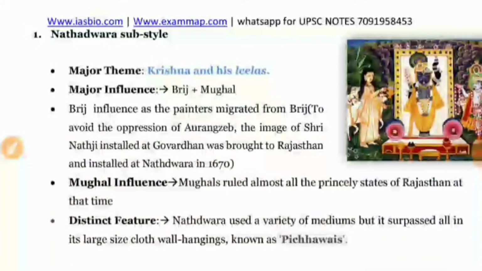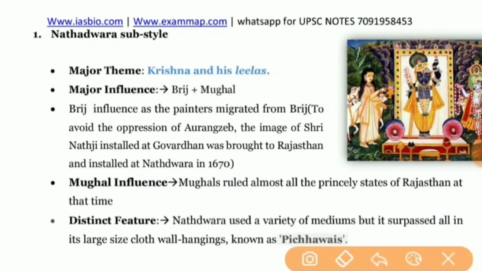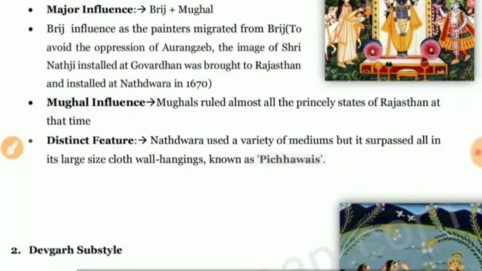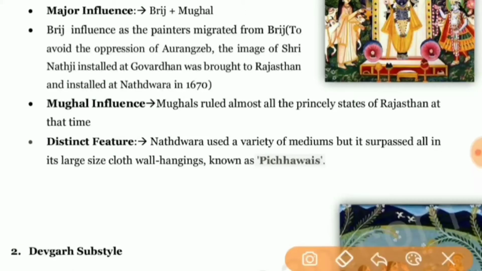Here we have some sub-styles. The first one is the Nathdwar sub-style. The major theme is Krishna and his idols, and the influence of Brij and Mughal. Brij influence is because the painters migrated from Brij, and Mughal influence is because the Mughals ruled almost all the princely states of Rajasthan at that time.